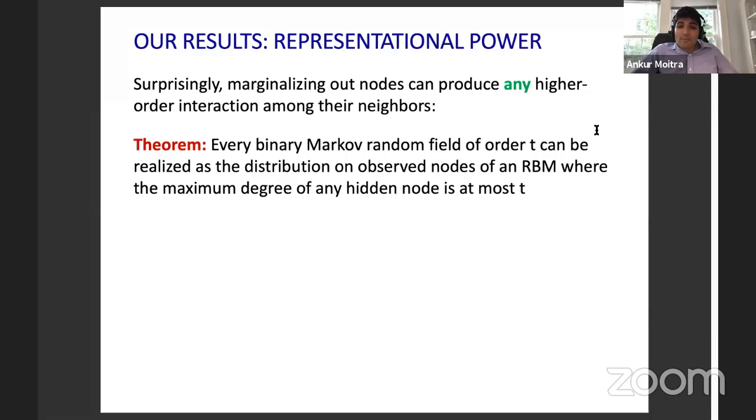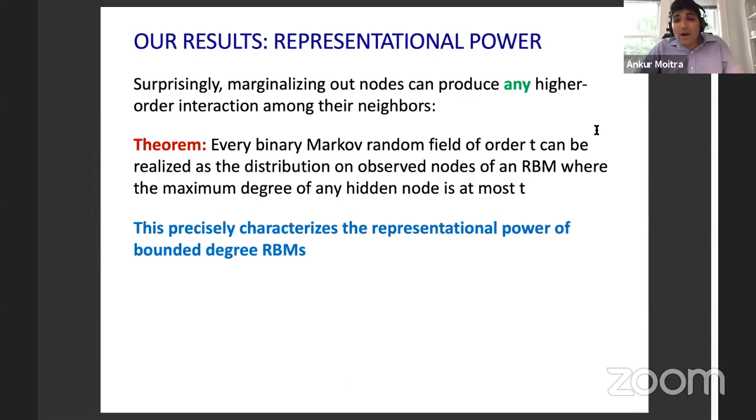So every binary Markov random field of order T can actually be realized as the distribution on observed nodes of a restricted Boltzmann machine in which the maximum degree of any hidden node is at most T. So actually these two classes of distributions, surprisingly, are equivalent even when you parameterize them by, on the one hand, the bound on the degree of the hidden nodes, and on the other hand, the order of the binary Markov random field. They're completely expressively equivalent.